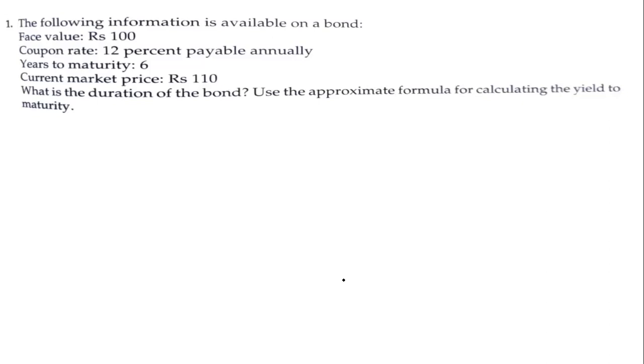So what is the duration of the bond? Use the approximate formula for calculating the yield to maturity. So here he is asking to calculate yield to maturity. Once we calculate the yield to maturity, that percentage we will use to calculate the duration. So first we need to calculate the yield to maturity. So let's solve this. Solution.